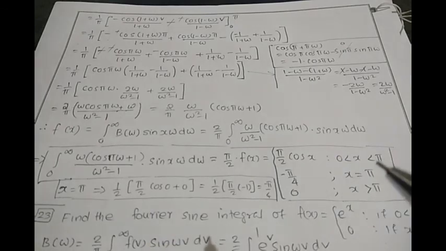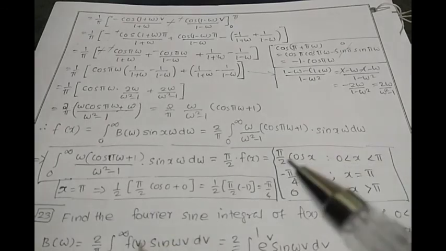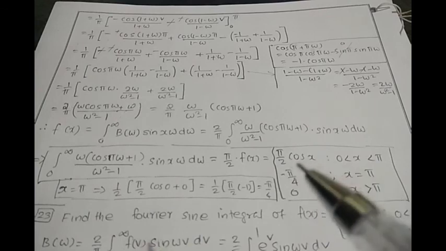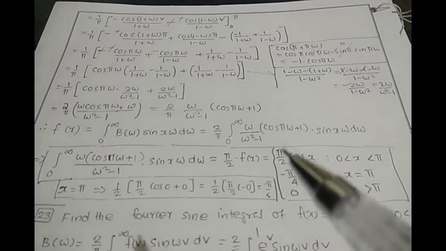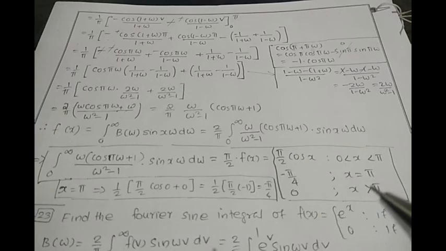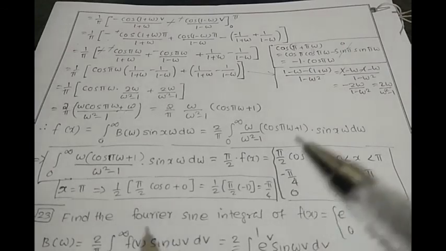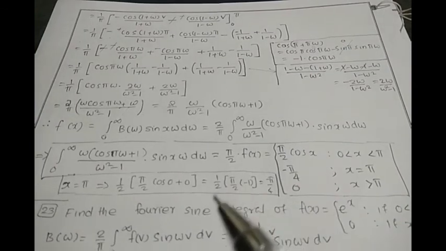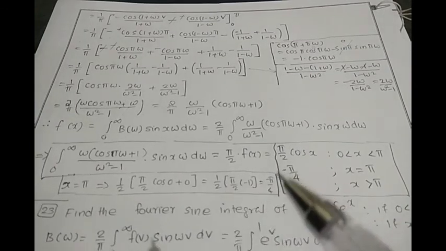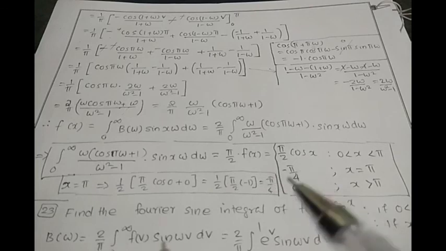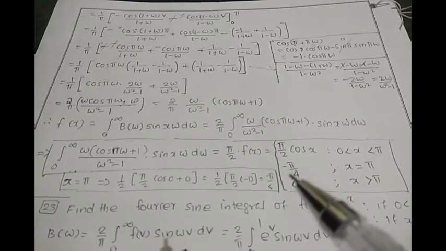At x equal to pi we have to see whether there is a point of discontinuity, and we see that cos pi is negative 1. So this is negative pi by 2, but it is 0 here. So one is at x equal to pi, this is negative pi by 2, this is 0. These two values are different. So we have to take the average, 1 by 2 into pi by 2 into negative 1, which is minus pi by 4. So at x equal to pi we will get minus pi by 4.